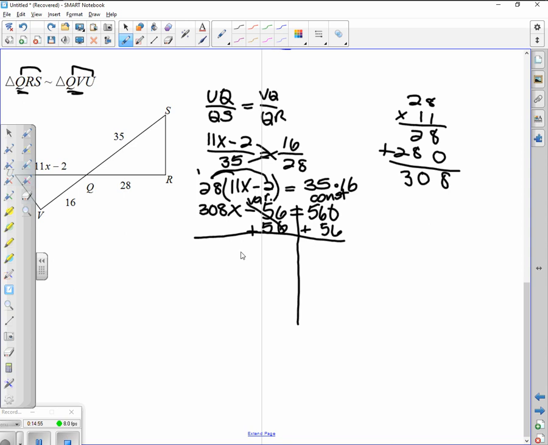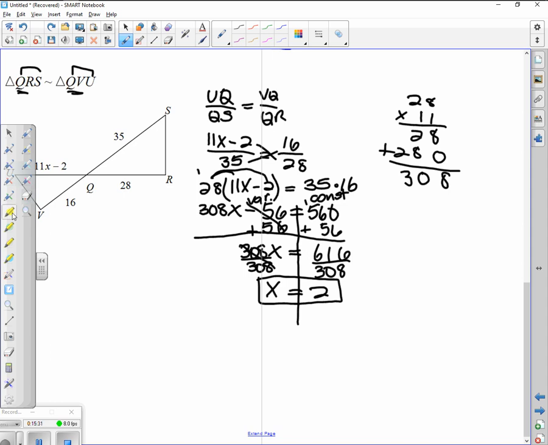These are opposites, they will cancel. So we have 308x is equal to 0 plus 6 will be 6. 6 plus 5 will be 11. 1 carry 1, and 1 plus 5 will be 6. Now get the x by itself. Divide by 308. These will cancel, so the answer will be x is equal to 2. Okay.